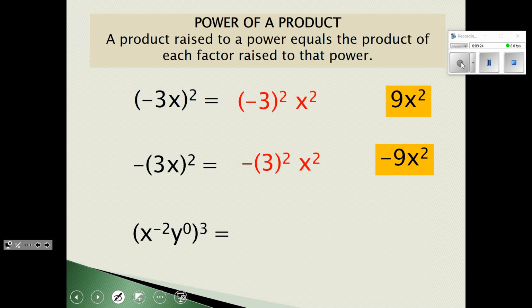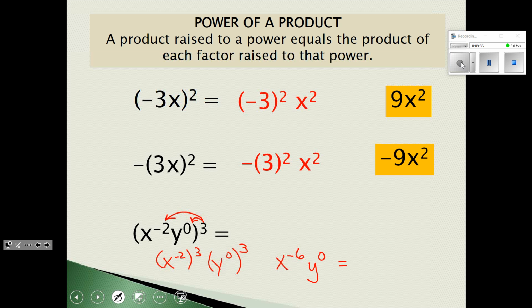Okay, in this example, we have 2 bases. We have a base of x, and we have a base of y. So we are going to distribute this to both. So in the first one, you have x to the negative 2 power raised to the 3rd power, and you have y to the 0 power raised to the 3rd power. If we apply our property of power being raised to a power, so we multiply the exponents, we would have x to the negative 6 power, and we would have y to the 0 power.